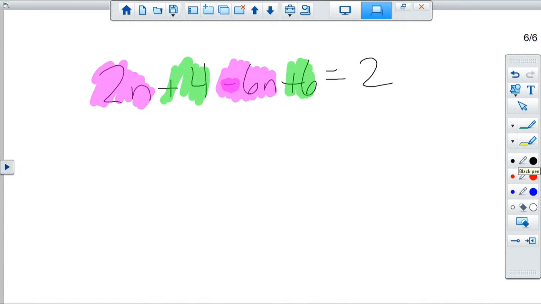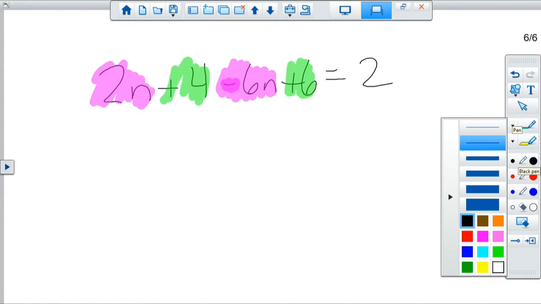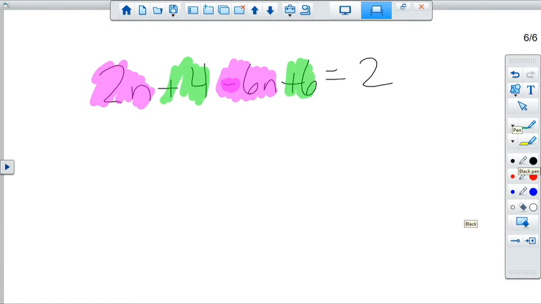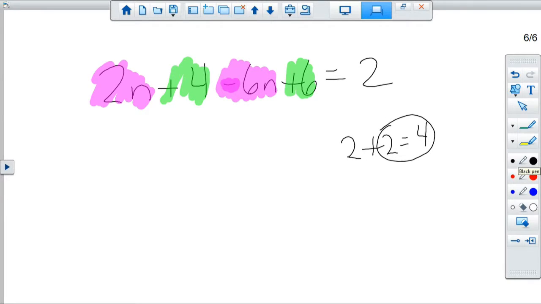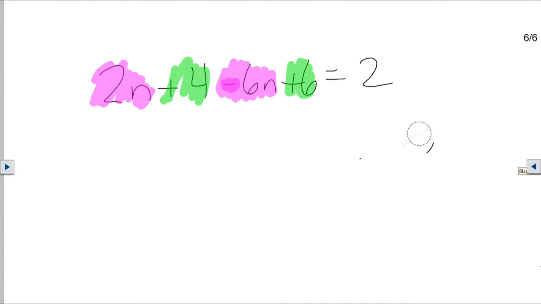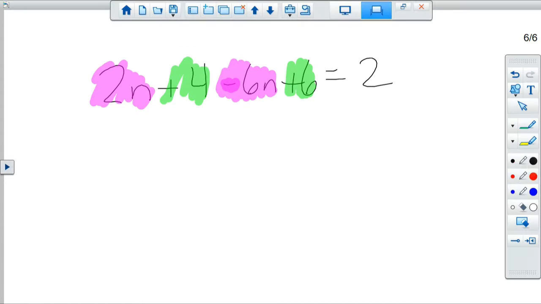Okay, so we only want to combine on the same side. I can't go and combine the 2 with the 4 and the 6. They're on other sides of the equal sign. Just like if I had 2 plus 2 equals 4, I couldn't combine the 4 and the 2 together and make 6 somehow. That wouldn't make any sense. So same thing here. We can only combine things on the same side of the equal sign.